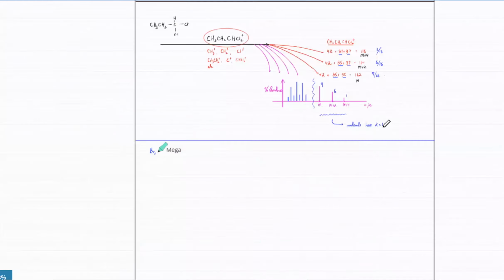So now, anyways, let's extend this to bromine. I'll just do the first part. First thing, what are the probabilities of the bromine isotopes? Bromine has 2 isotopes. One has a mass of 79, and the other has a mass of 81. And so the relative atomic mass of bromine is around 80.